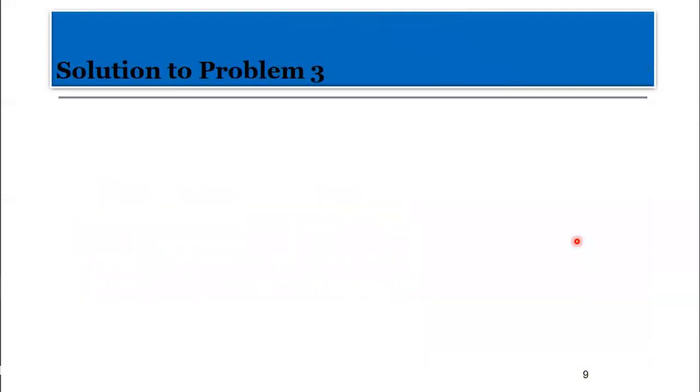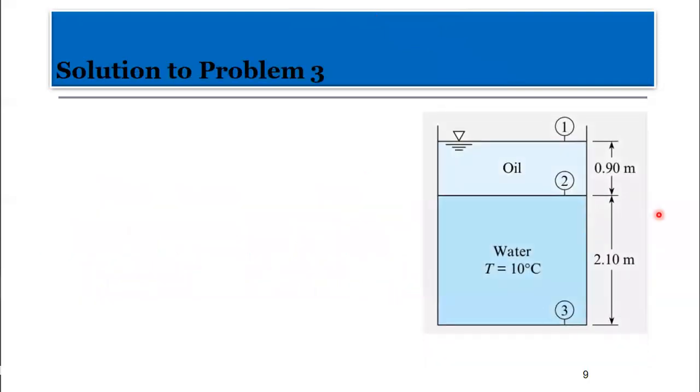All right, so let's see. This is the diagram we are dealing with. We have oil. This time the oil is 0.90 meters, and then the water is 2.10. Now, the temperature for the water or the kerosene is actually 10 degrees Celsius, okay? We have 0.1, 0.2, 0.3.